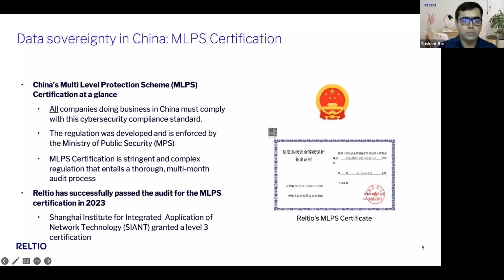Now, we went through a complete audit process with the relevant authorities and our auditor, Shanghai Institute for Integrated Application of Network Technology. We have successfully passed the audit for MLPS certification in January of this year, and we were granted a level 3 certification, right? It was a long and complex process that went over multiple months last year, but we're very, very happy to announce that Reltio is now MLPS certified, which means that we are allowed to operate in China and host customer data in China, and global customers can start deploying Reltio instances in China. Okay.